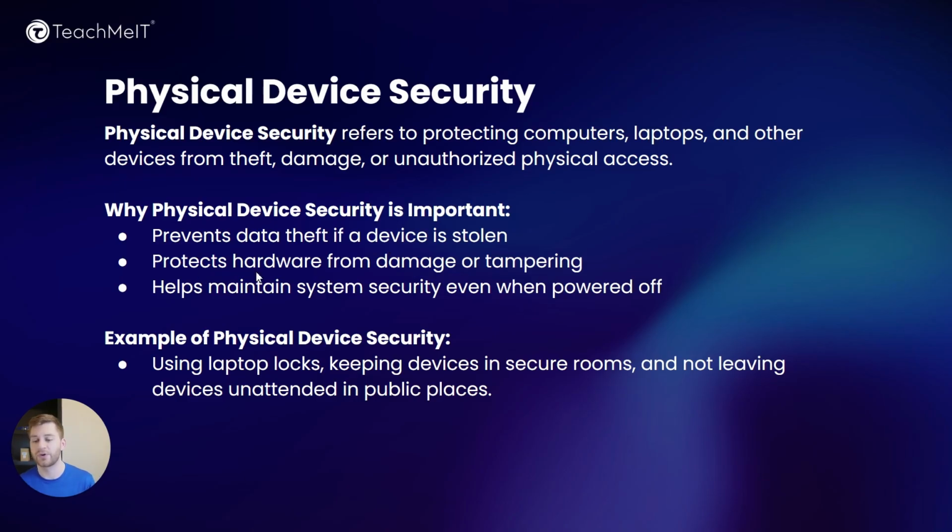Additionally, physical device security is useful for protecting hardware from damage or from tampering, and it also helps us maintain security even when a device is powered off. An example of physical device security is using laptop locks. So let's say that you leave your laptop at the office, don't just leave it on your desk. Make sure that your company or your business or your department invests in laptop locks. That way you can lock it right to your desk, or you could even put it in something like a filing cabinet and lock it within there.